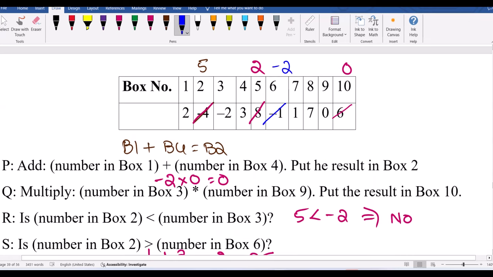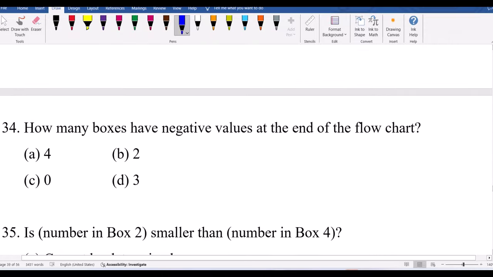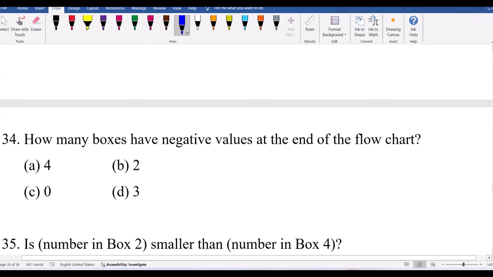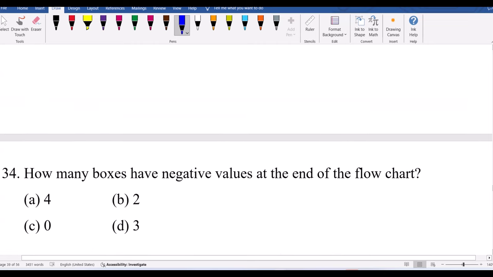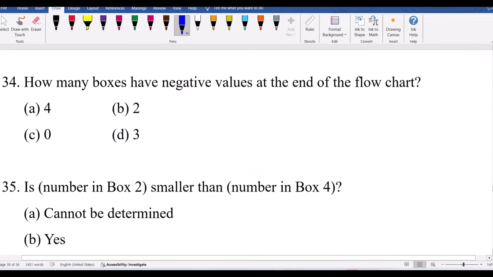Fine. Now, what are the questions? They'll ask 3 questions minimum. First one: how many boxes have negative values at the end of the flowchart? Guys, how many boxes have negative values at the end of the flowchart? So how many negative values are there? 1, 2, only 2. That is box 3 and box 6. Initially there are 3, but box 2 is updated. Only box 3 and box 6 have negative values. Only two boxes have negative values.